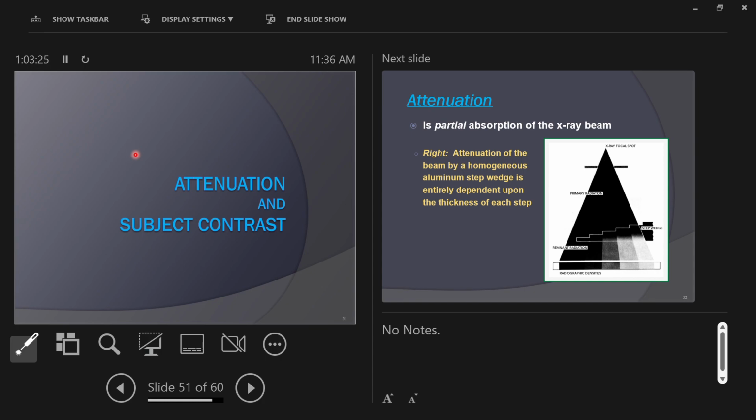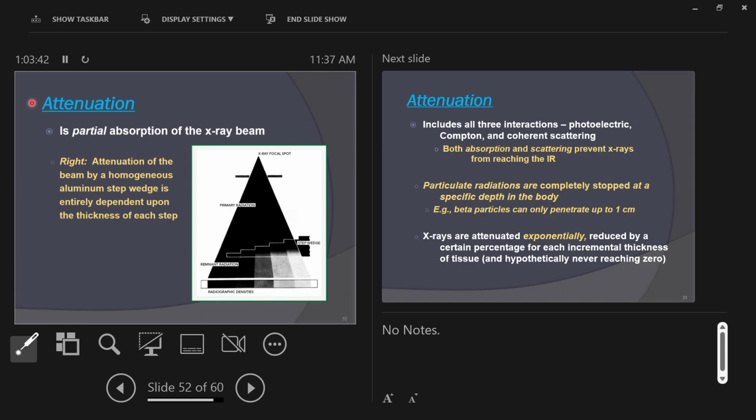So let's talk about attenuation and subject contrast. We're going to learn this word. I've introduced this word a bunch. I usually give it to you in CPR. We talk about attenuation of like electricity in CPR. But anyways, let's talk about attenuation as it pertains to the X-ray beam.